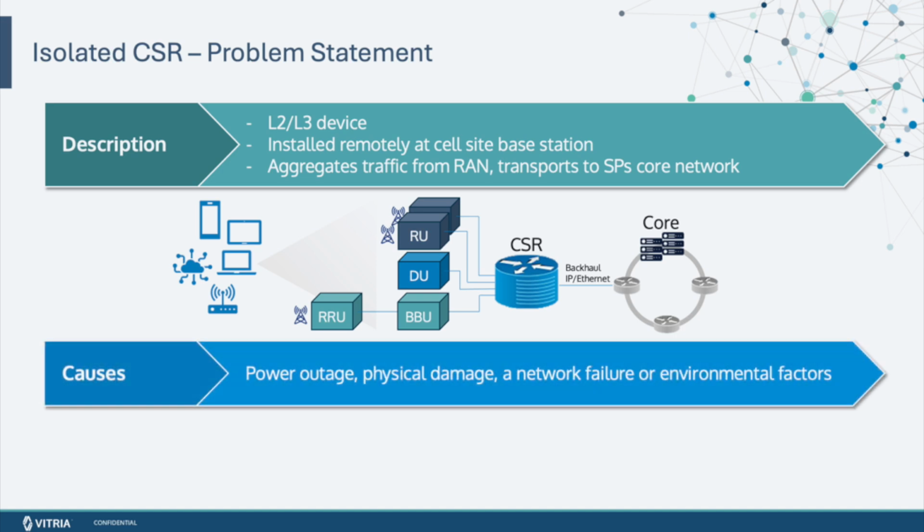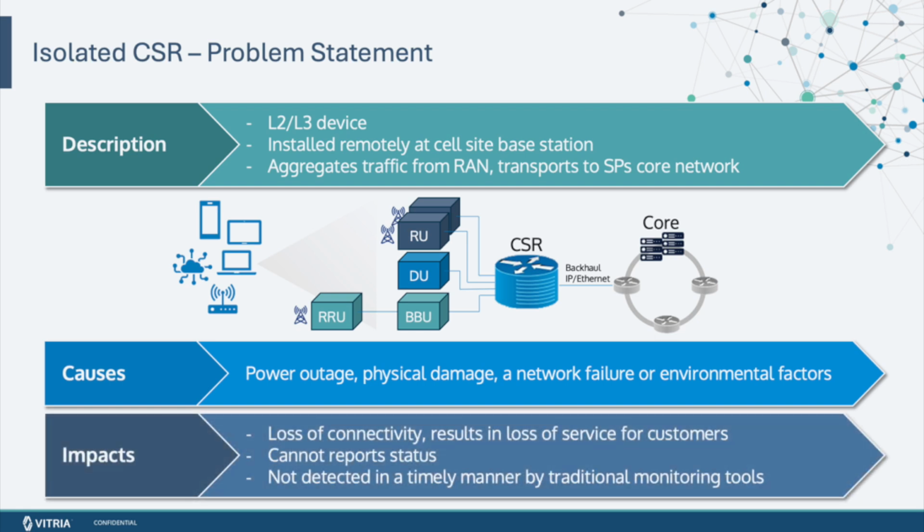When a CSR becomes isolated, it loses connectivity to the broader network infrastructure. This could be due to a power outage, physical damage, a network failure, or environmental factors, and it results in a loss of service for end customers in the affected area. Due to the loss of connectivity, the CSR is not able to report that it can no longer connect to the network, and therefore the CSR isolation is often not detected in a timely manner by traditional monitoring tools.